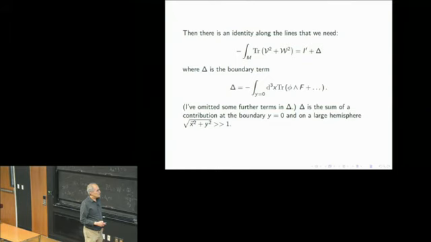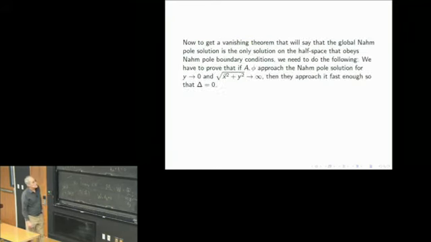So delta, I've written this as an integral at y equals 0, but actually delta is the sum of a contribution at the boundary at 0, but also on a large hemisphere at infinity. Now, to get a vanishing theorem that will say that the global non-pole solution is the only solution on the half space that obeys non-pole boundary conditions, we need to do the following. We need to prove that if A and phi approach the non-pole solution as y goes to 0 or at infinity, then they approach it fast enough so that delta equals 0.